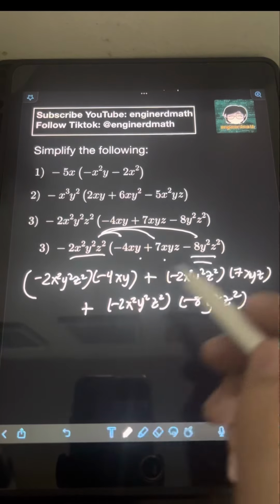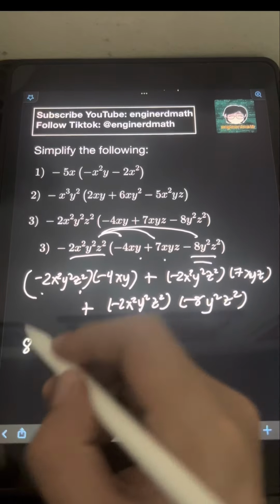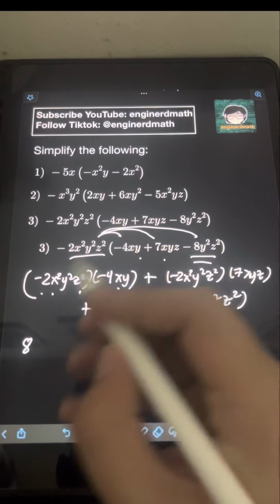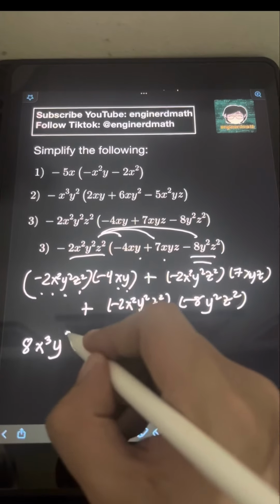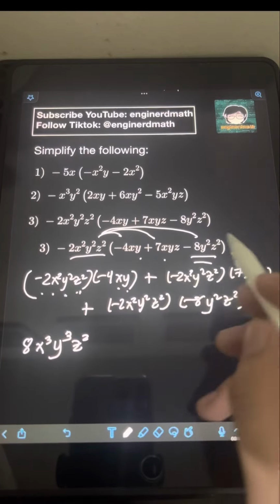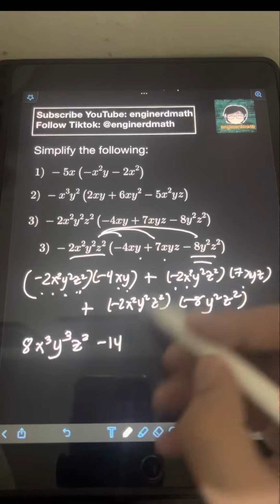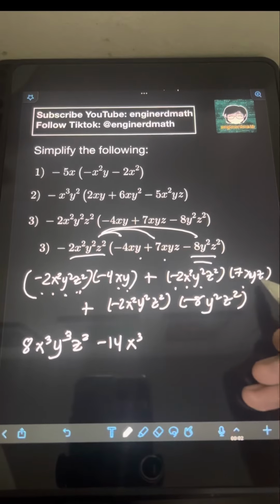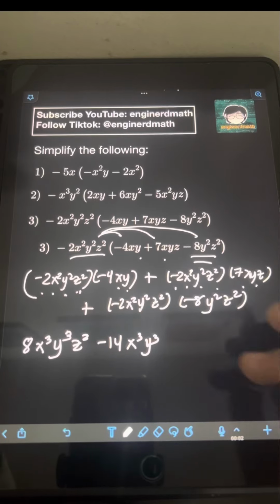So, simplify natin yung bawat term. Sa first term, we have negative 2 times negative 4, positive 8, then x squared times x, we have x cubed, y squared times y, y to the third, then copy z squared. Then, sa second term, negative 2 times 7, negative 14, x squared times x, it's x cubed, y squared times y, y cubed, then z squared times z, we have z cubed.